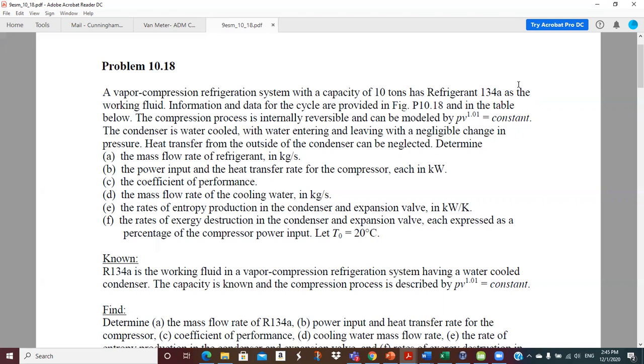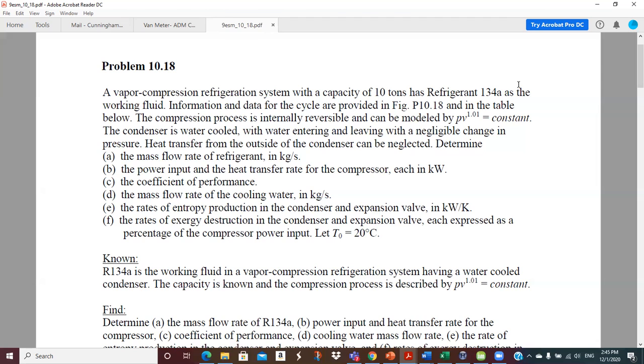Determine the following: mass flow rate, power input, and heat transfer rate for the compressor. So we're going to calculate a heat transfer rate from the compressor, each in kW. The COP, coefficient of performance, and mass flow rate of cooling water, in kilograms per second. We'll do E, the entropy production in the condenser and expansion valve, in kW per degree K.